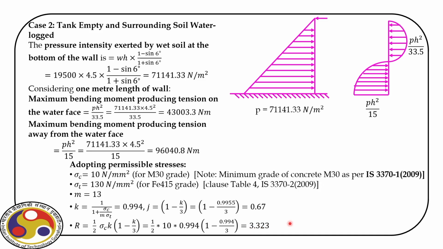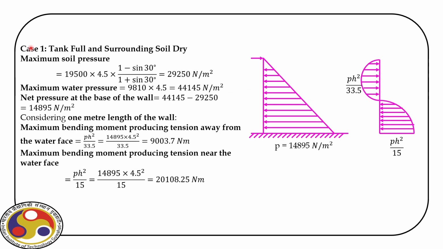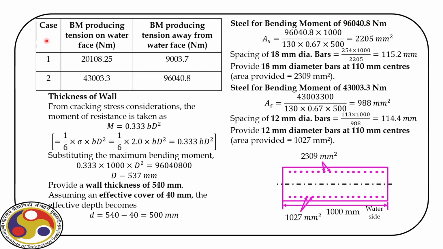Now, before we design the cross section, let us first prepare a table, because we have considered two different load cases as you can see on your screen, and for each load case we have two different values of bending moment. So if we formulate a table, from this table you can easily see the governing bending moment is here, which is 96,040.8. And we will design the cross section against this.